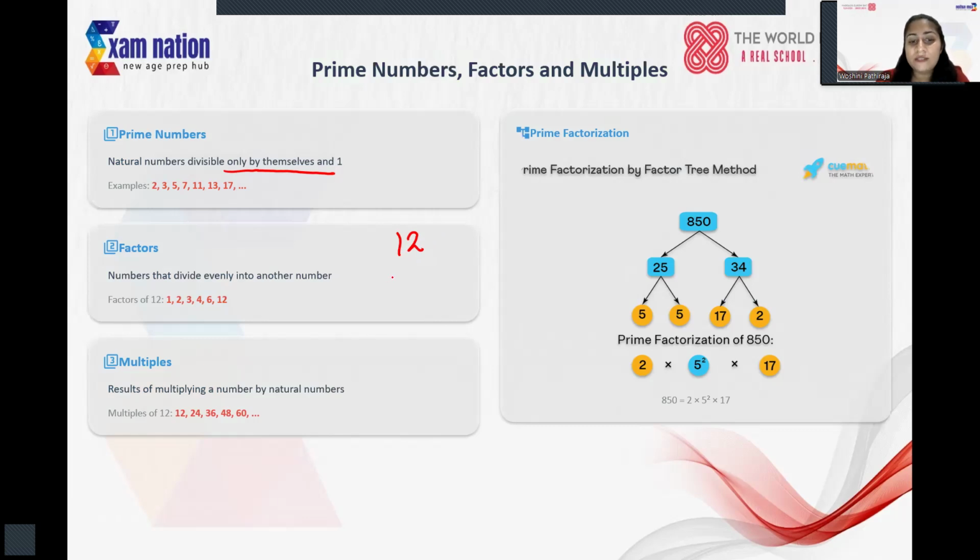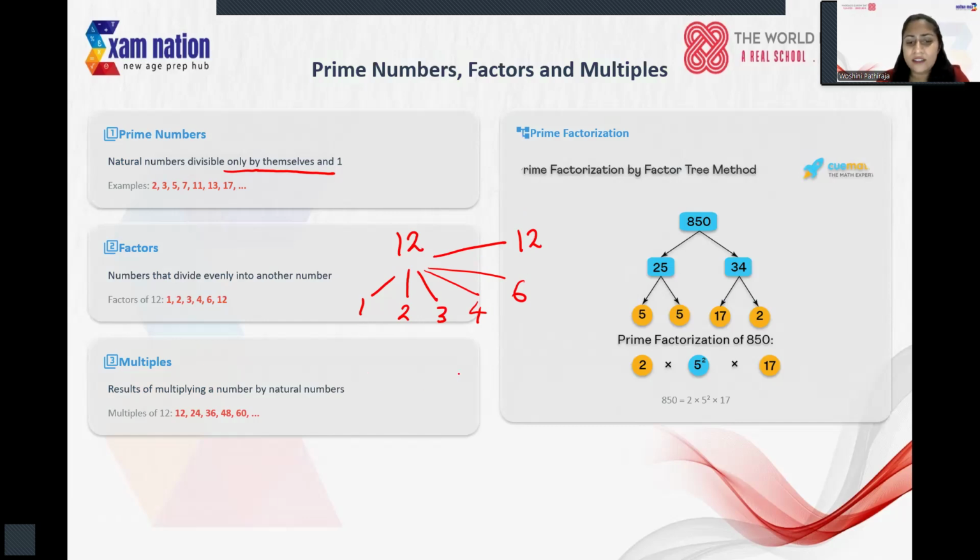We can divide 12 by 1, right? 12 by 1 is equal to 12. We can divide 12 by 2 as well without any remainder. So 12 by 2 is equal to 6. So 2 is a factor of 12. Then 3, what about 3? We can divide 12 by 3 as well, right? What about 4? We can divide 12 by 4 as well. We can divide 12 by 6 as well. Then what is the last one? We can divide 12 by 12. So what are the factors of 12? 1, 2, 3, 4, 6 and 12.